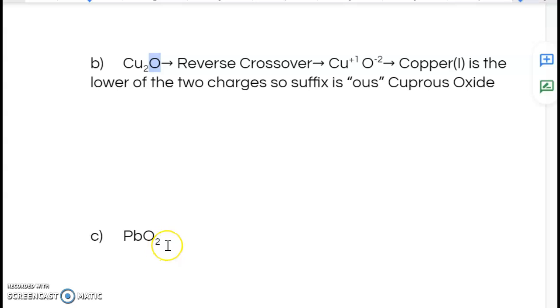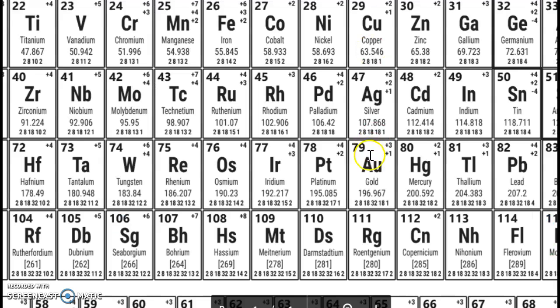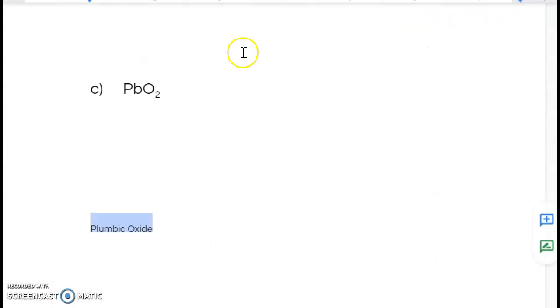So right here, pause the video. PbO2, which one are you going to use? After you've paused the video, the answer is right here. It'd be plumbic oxide. It'd be the higher of the two. And if we go to our periodic table, Pb has a positive 4. We know that oxygen has a charge of -2.